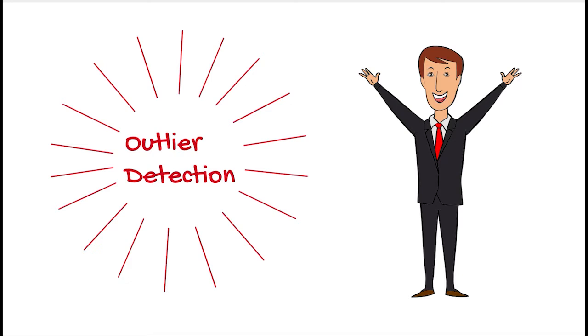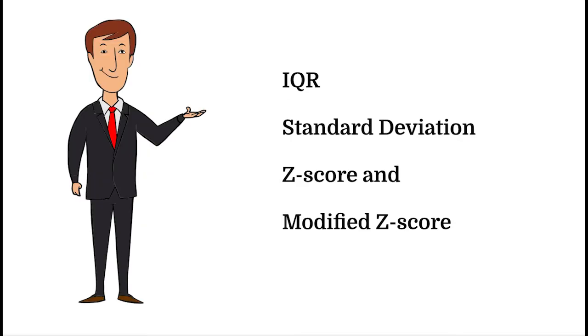In this article, I will discuss the algorithm and the Python implementation for some outlier detection techniques. These techniques will include the IQR method, standard deviation method, Z-score, and modified Z-score. So let's begin. The very first outlier detection method that I'm going to discuss is IQR.